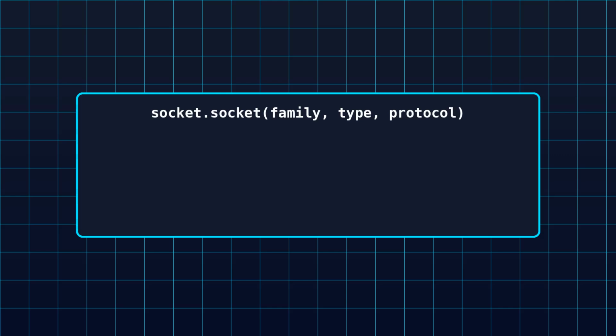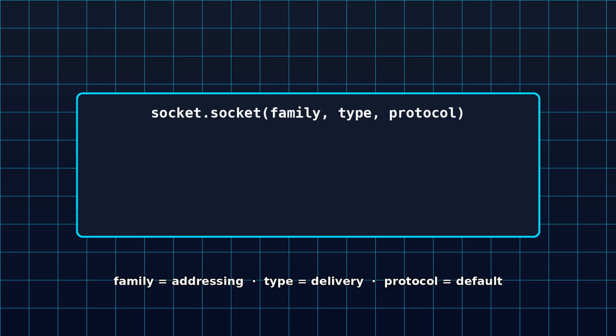Those 3 numbers become real code. socket.socket takes 3 arguments: family, type, and protocol. The family tells Python which addressing scheme to use. AF_INET means IPv4, the addressing you already know. The type tells it how data is delivered. SOCK_STREAM means TCP, a reliable, ordered connection, the one used for almost everything. And the protocol? For TCP, it is usually 0, which tells the OS to pick the correct one automatically.